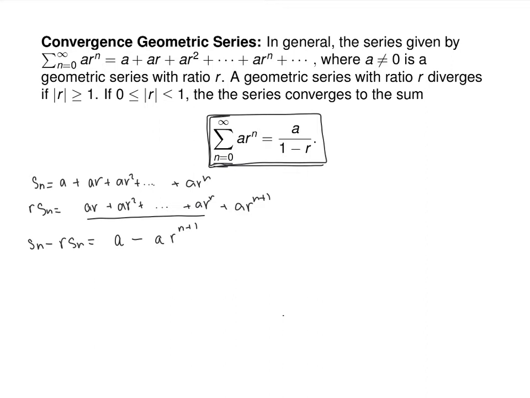Now factor out the nth partial sum expression, Sn: Sn times 1 minus r equals a times the quantity 1 minus r to the n plus 1. And so an expression for the nth partial sum is a times the quantity 1 minus r to the n plus 1, all over 1 minus r.